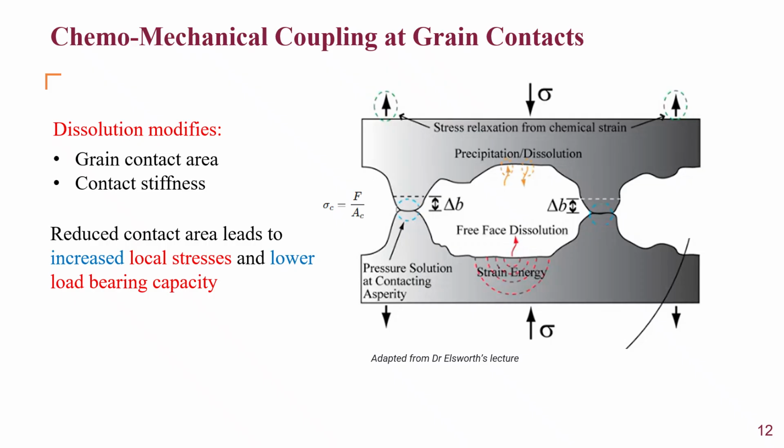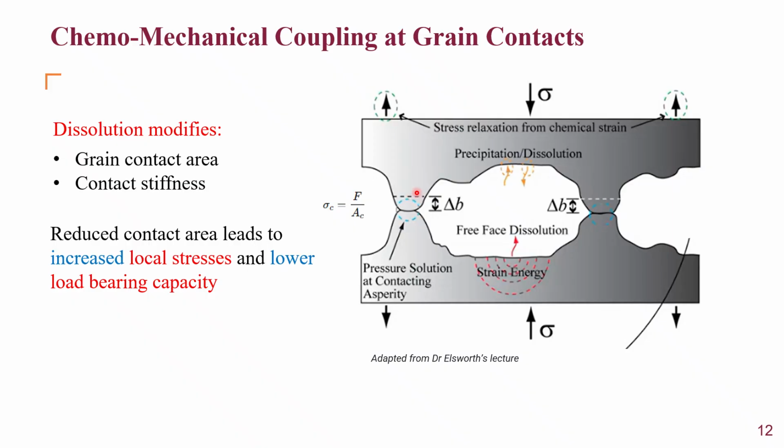So if this occurs, there's an overburden pressure from the overlying rock formations. This pressure is translated into the contact here. Now, the dissolution of the rock matrix will modify the grain contact, and it will modify the stiffness of the contact as well, such that now the stress at the contact is equal to the overburden force divided by the area of the contact. So as this area reduces further, the stresses increase.